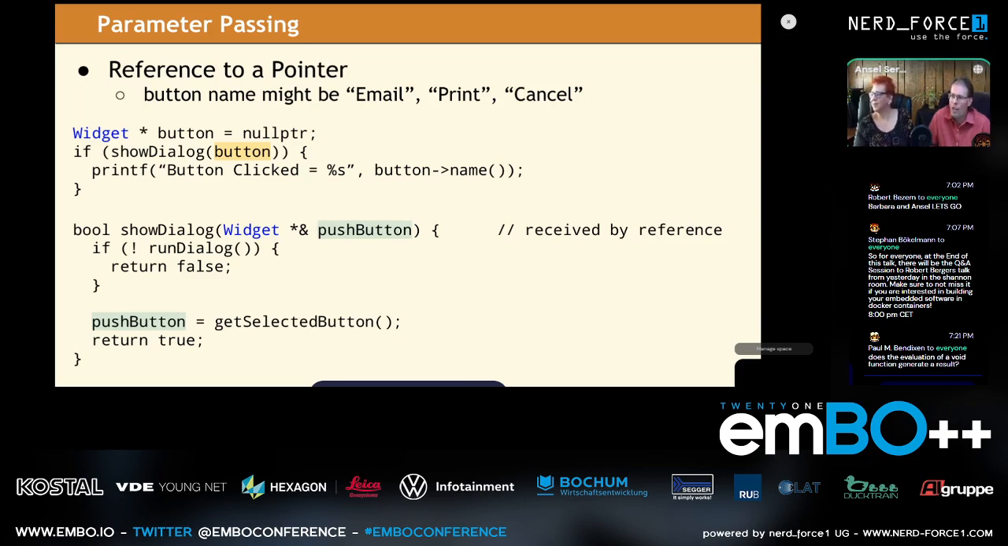If we then change this, there are a couple of consequences to the fact that we've used a reference to a pointer in this example. And one of them is, in the call to show dialog up at the top, we have to pass a variable that has data type pointer to widget, and that thing that is being passed must be an L value. So it has to be something that has a name.